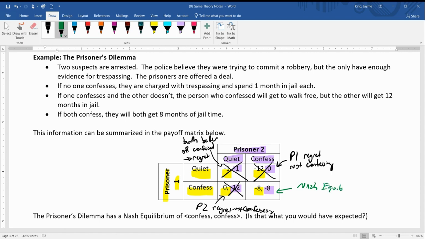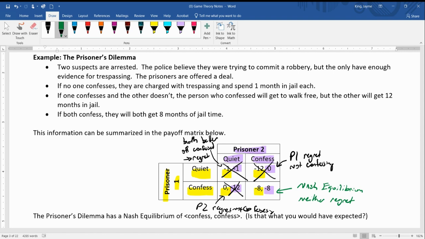And again, equilibrium, I spelled that wrong. And again, the reason for that is that neither of them has a regret here, right? They're sitting in jail and are they regretting? Yeah, you could think to yourself, man, I wish we'd ended up here. I wish we both just kept quiet, right? But you can't control what the other person is doing.